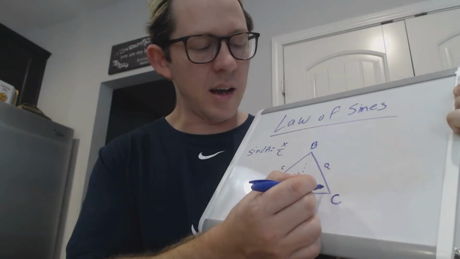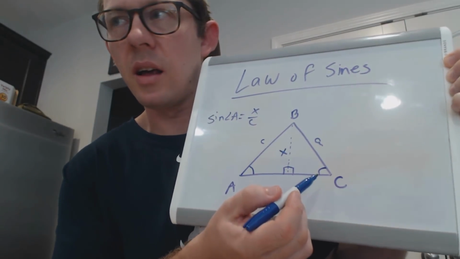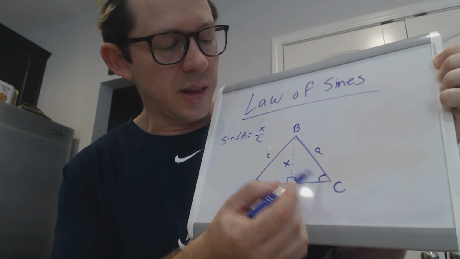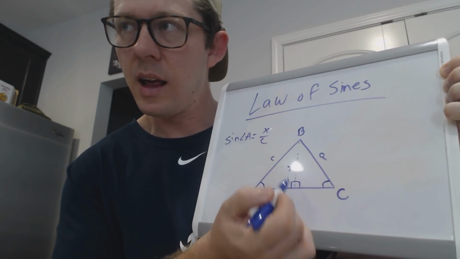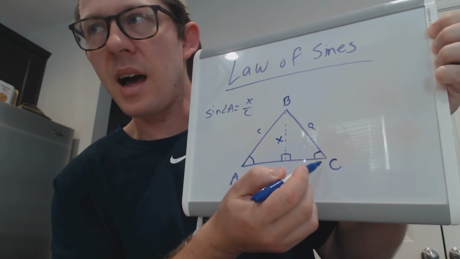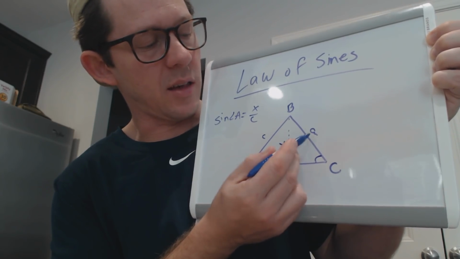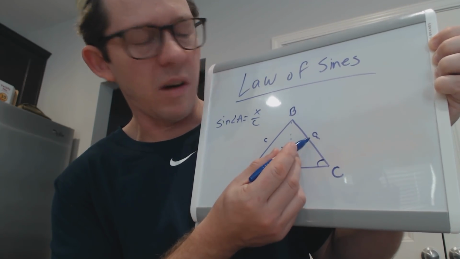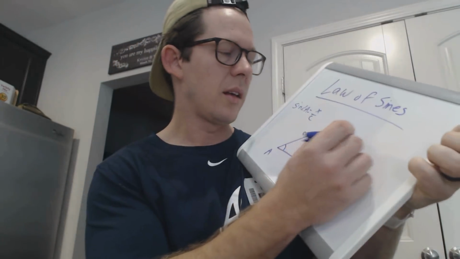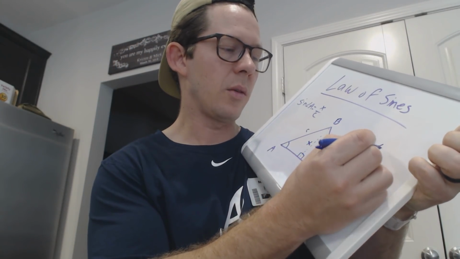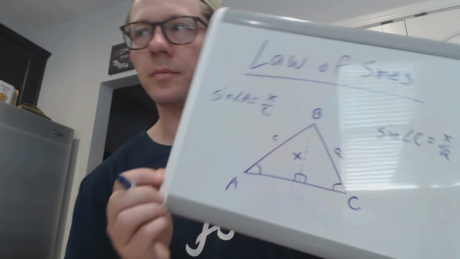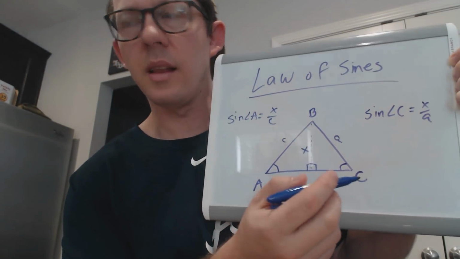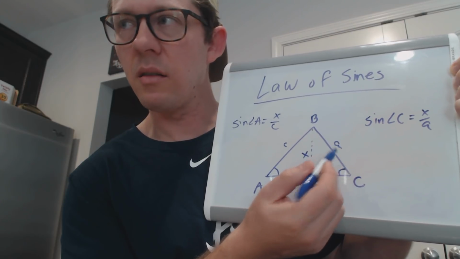I can do the same thing over here. If I wanted to give a relationship based on this little triangle, I could say the sine of angle C is x over a, opposite over hypotenuse. So, sine of angle C is x over a.